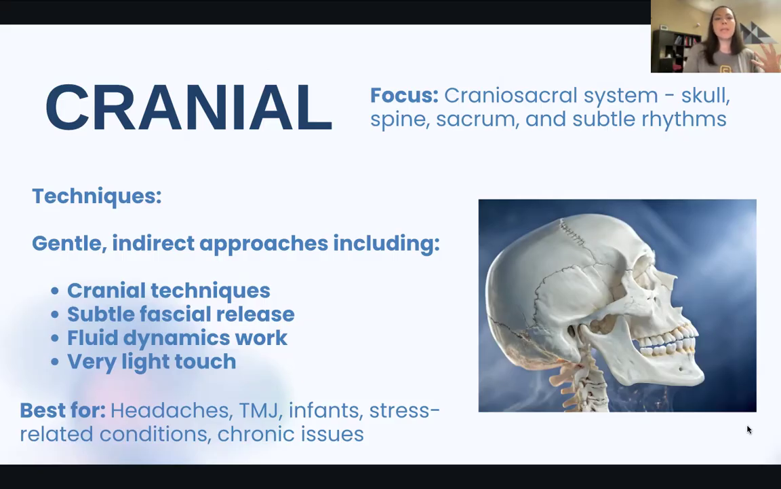Cranial approach tends to be indirect, very gentle work. This might be where you say, I don't know what they did, they barely touched me, but it felt great. That's kind of where that hangs out. Really great for headaches. Works nicely for TMJ. This is the type of system you'll see often with infants. Stress-related issues and chronic conditions tend to respond really nicely with more of a cranial approach, but again, individualized.